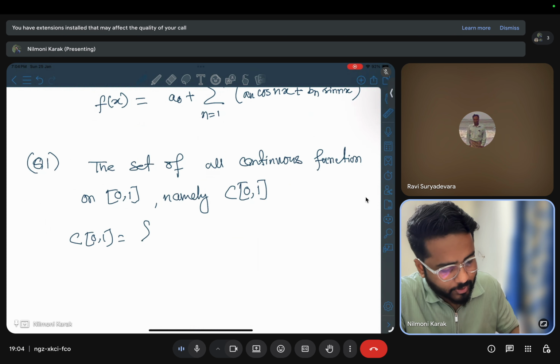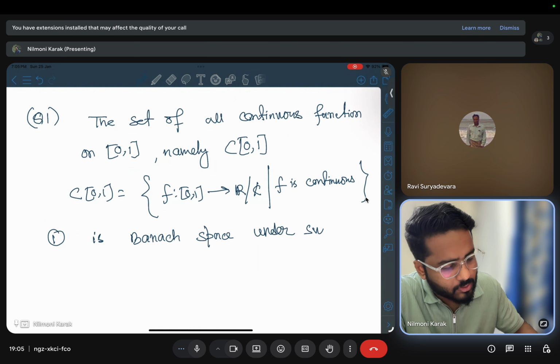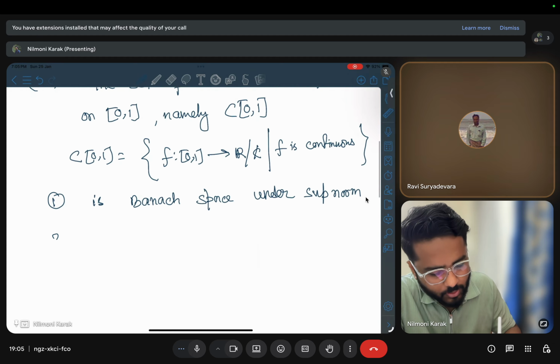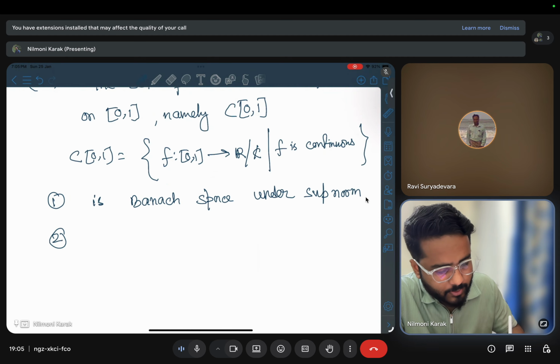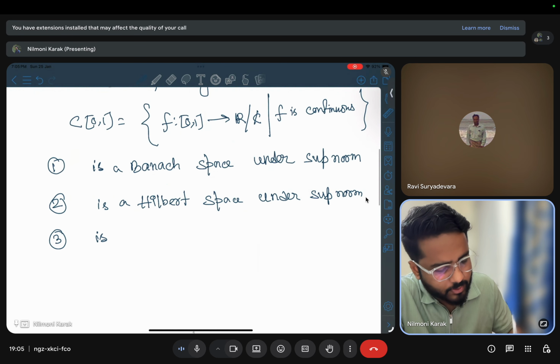My question is: is C[0,1] a Banach space under the sup norm? Is it a Hilbert space under the sup norm? Is it a Banach space under the L2 norm? Is it a Hilbert space?